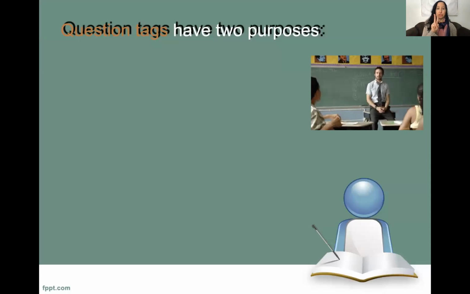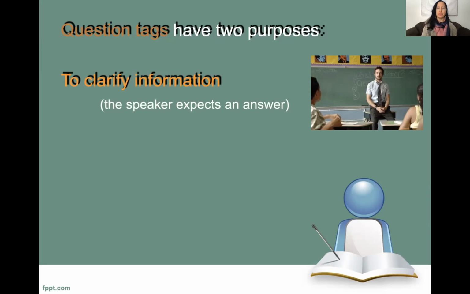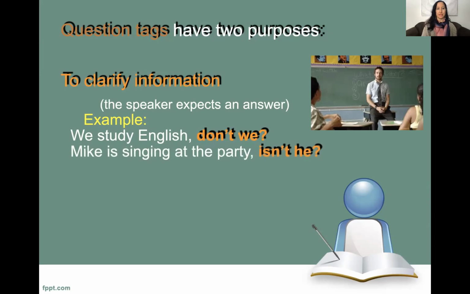Question tags have two purposes: to clarify information. The speaker expects an answer. For example, we study English, don't we? Mike is singing at the party, isn't he? I'm your teacher, aren't I? Do you notice how I'm asking the question, but I'm putting it in a statement form to clarify that information?